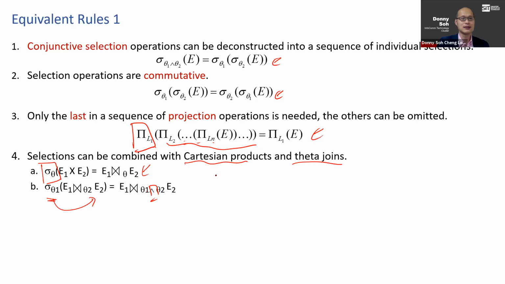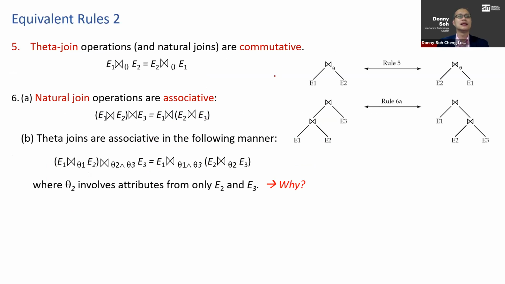Okay, let's go on. Theta join operations are commutative. So E1 joined with E2 is equal to E2 joined with E1. So it doesn't really matter. This is quite okay.